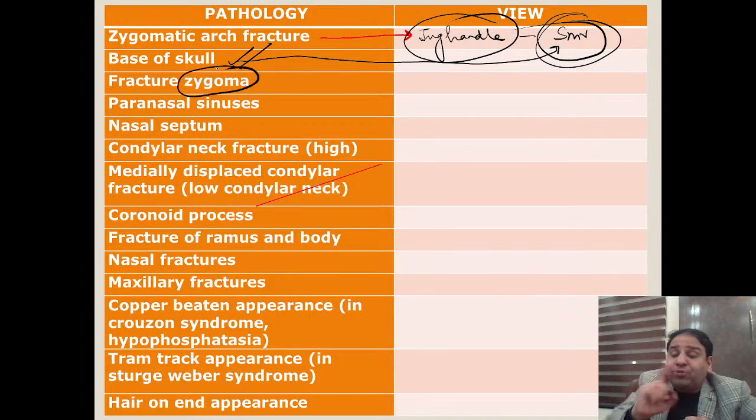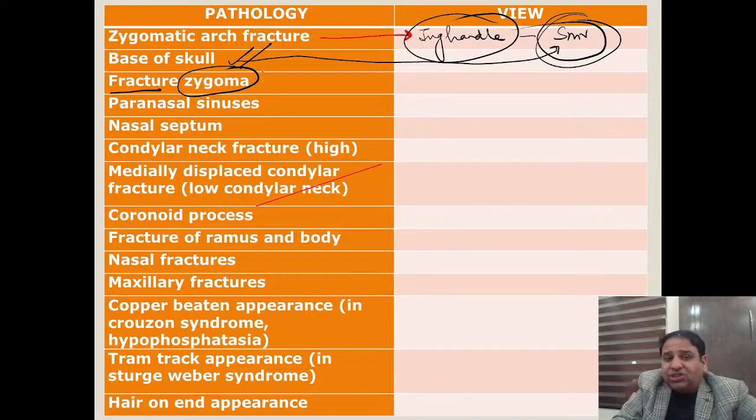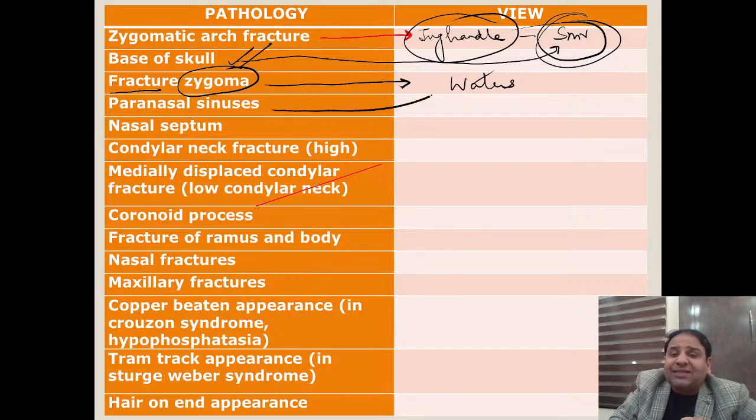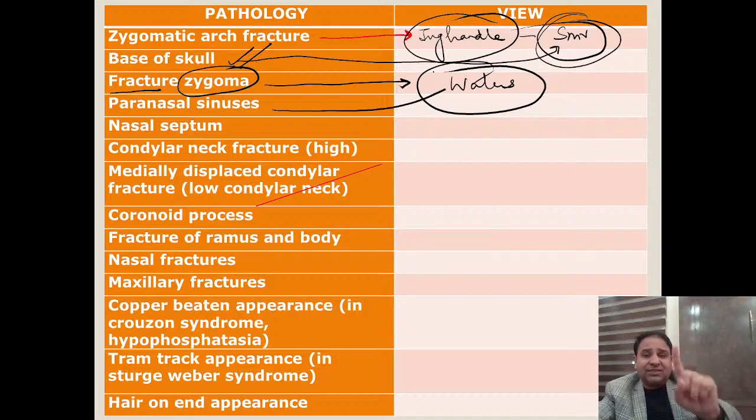Zygoma fracture. I am not talking about the zygomatic arch, we are talking about the zygoma. So zygoma fractures are best seen in Waters view. You all know this now. Paranasal sinuses are best seen in Waters view, especially the frontal sinus, maxillary sinus, and ethmoidal sinus. These three sinuses are very well visualized in Waters view.